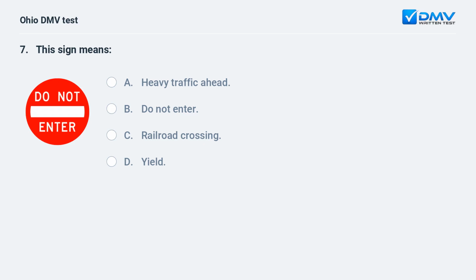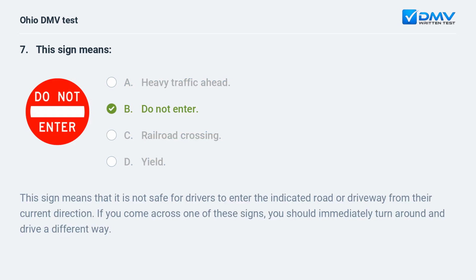This sign means A. Heavy traffic ahead. B. Do not enter. C. Railroad crossing. D. Yield. B. Do not enter. This sign means that it is not safe for drivers to enter the indicated road or driveway from their current direction. If you come across one of these signs, you should immediately turn around and drive a different way.